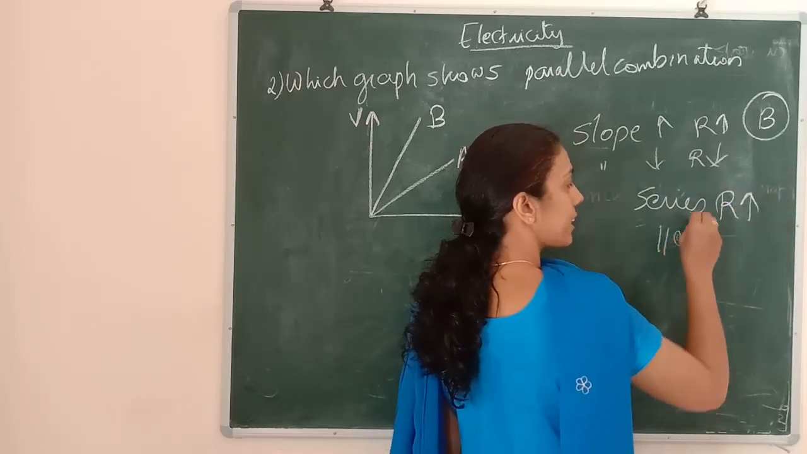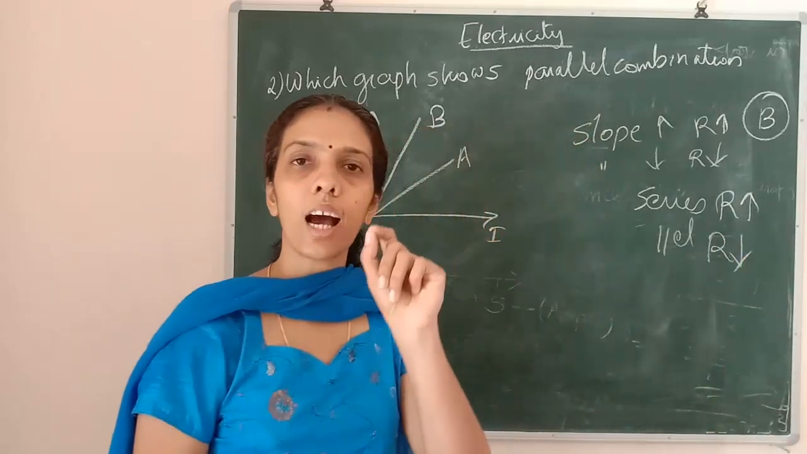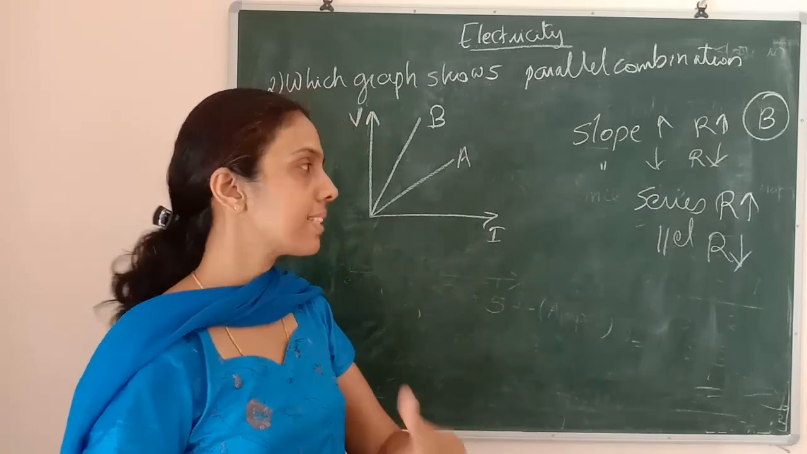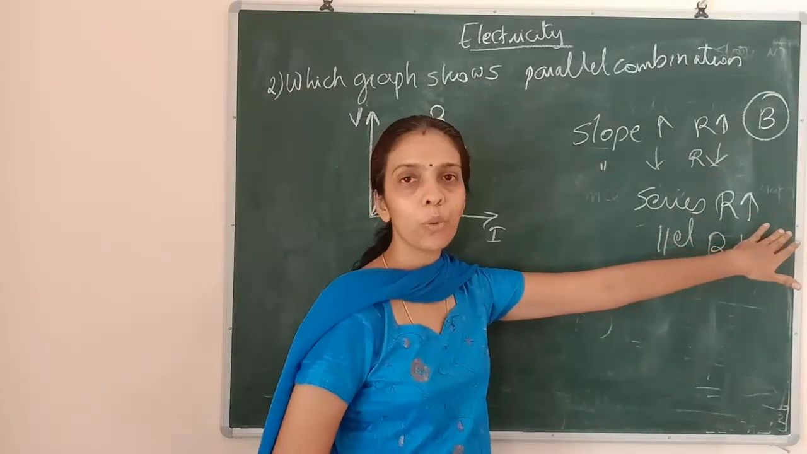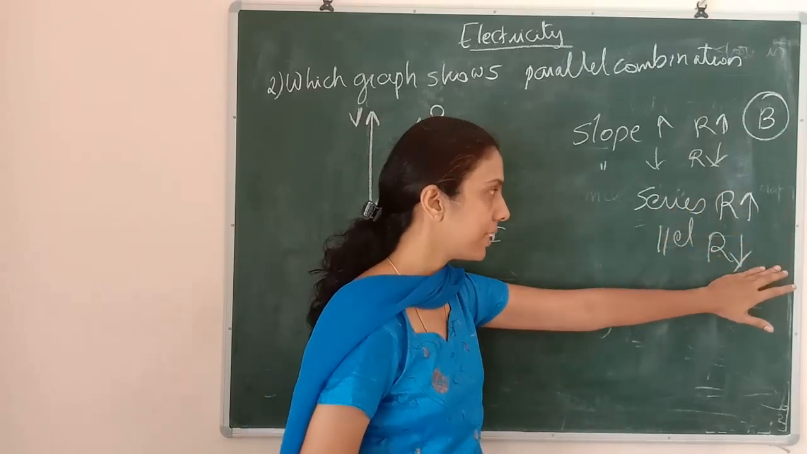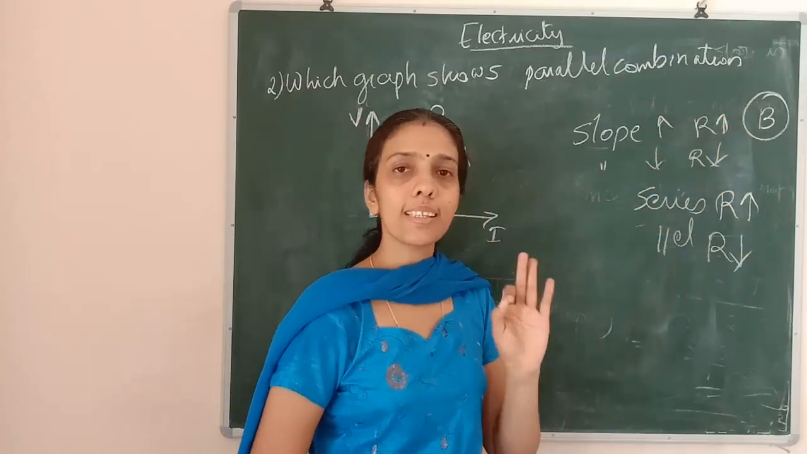For parallel connection, resistance will be less. Remember, right? R equals R1 plus R2. So resistance will be added up in series connection, so resistance will be more in the series connection. But in the parallel connection, resistance will be less. So which one shows the series connection? B is showing the series connection.